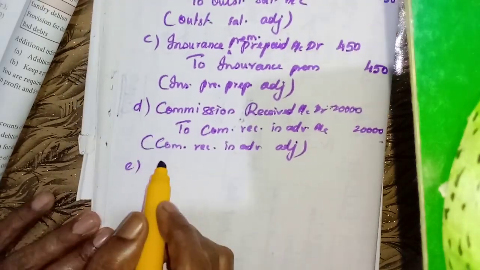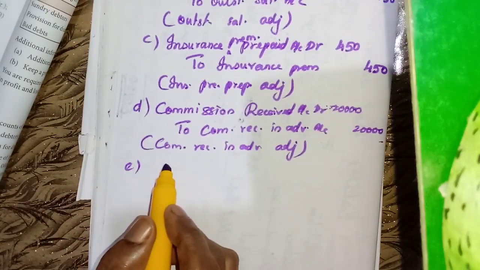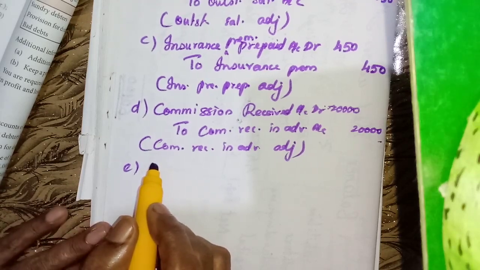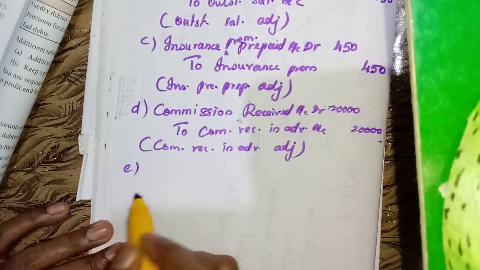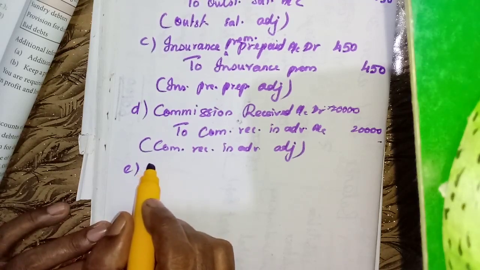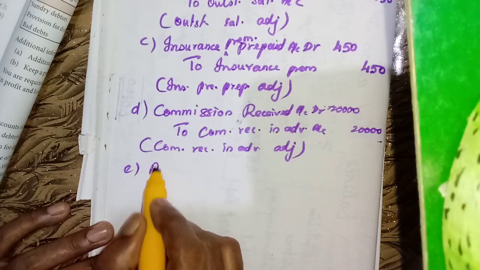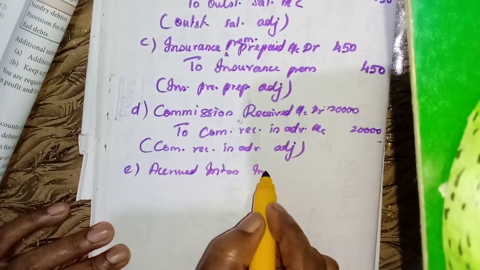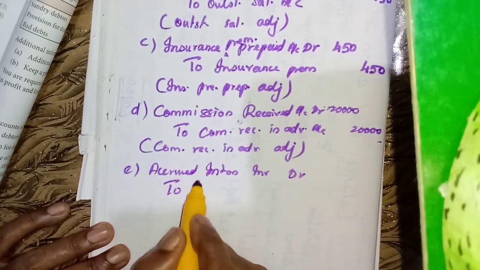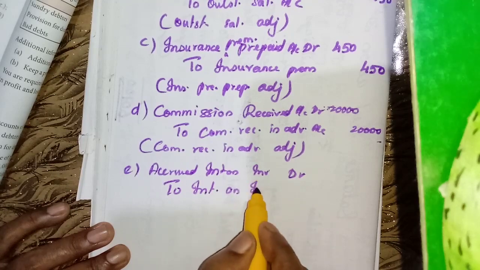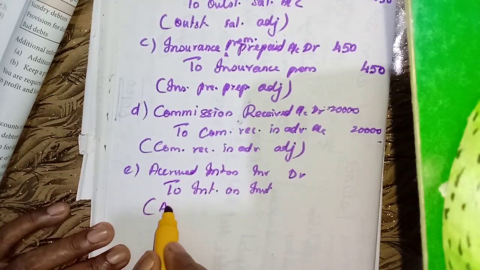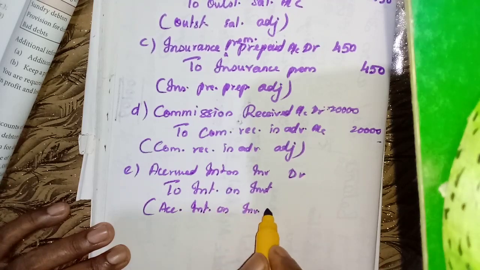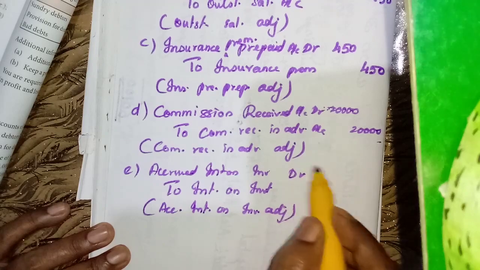Then E, accrued interest on investment. This one is an income, isn't it? We need to receive it. So again we need to credit that income. What should be debited? Accrued interest on investment. Accrued interest on investment account debtor to interest on investment. Then accrued interest on investment adjusted, 1,000.